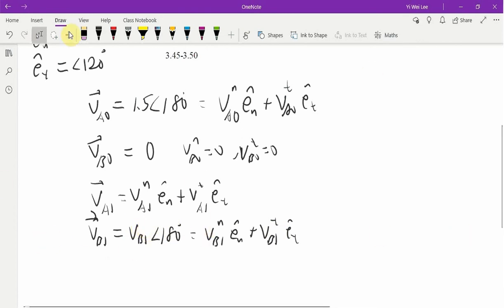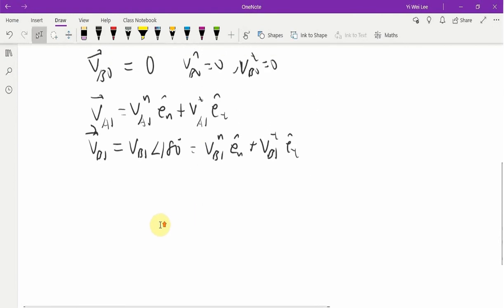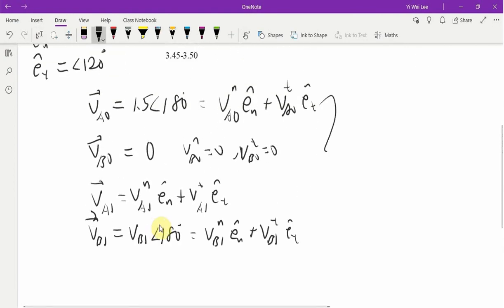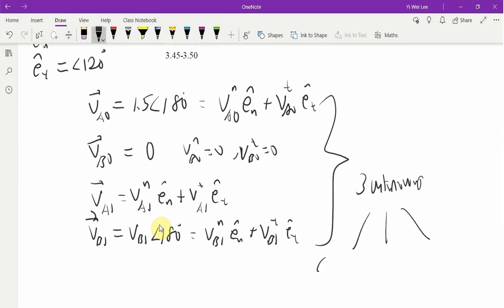After you establish all the equations here, you should end up with, if not mistaken, 3 unknowns. For the 3 unknowns, you need 3 equations to solve. The first equation is the coefficient of restitution equation. That one you can solve easily. The second equation should be from conservation of linear momentum of A as a system. And the third one will be conservation of linear momentum of A and B as a system.